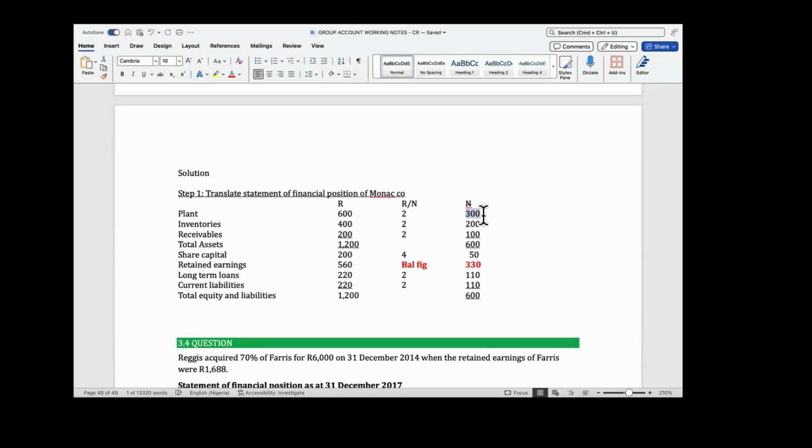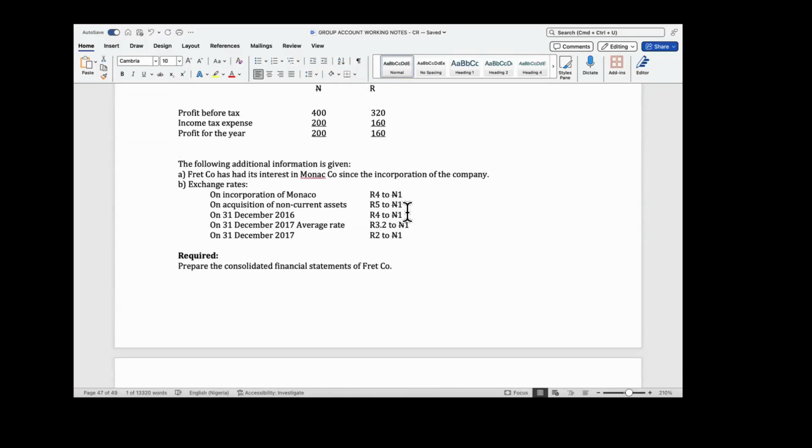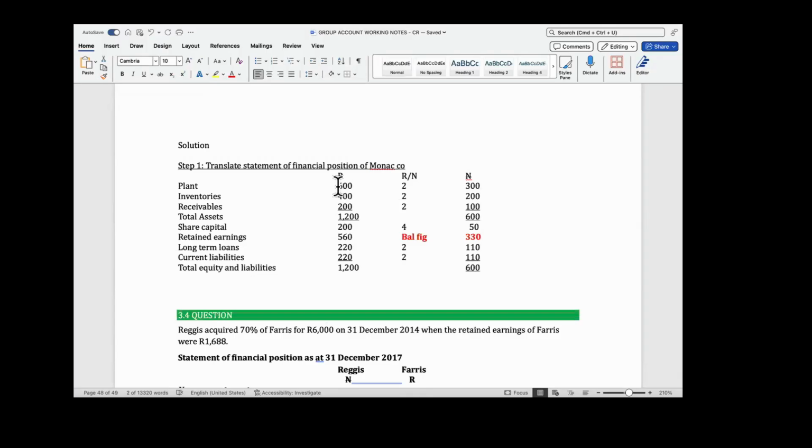Naira has more value, so we did 600 divided by 2. If it was a scenario where rand has more value, where 1 rand is 4 Naira, then you have to multiply to get Naira. If you analyze it in that order, you would not get it wrong. The important thing is don't ever get it wrong at this level. Always get it right.